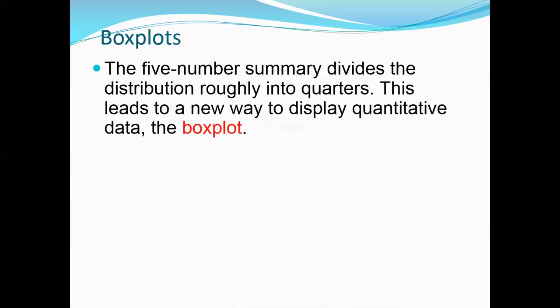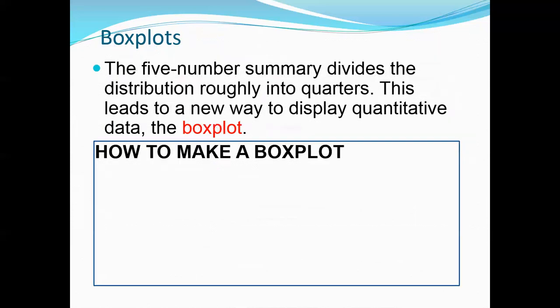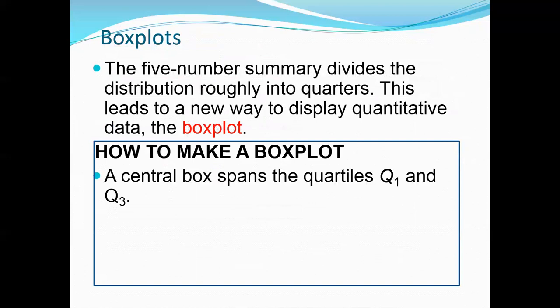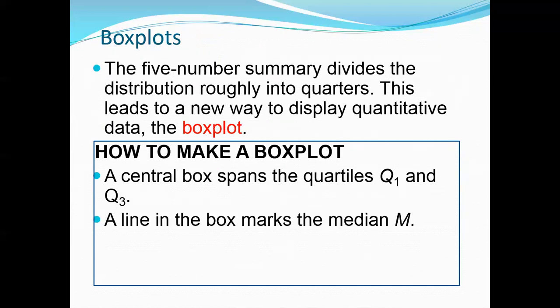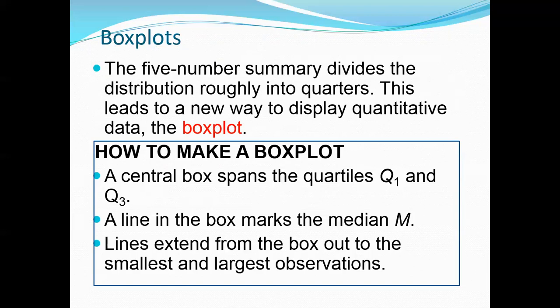Box plots. The 5-number summary divides the distribution roughly into quarters. This leads to a new way to display quantitative data, the box plot. How to make a box plot. A center box spans the quartiles Q1 and Q3. A line in the box marks the median M. Lines extend from the box out to the smallest and largest observations.